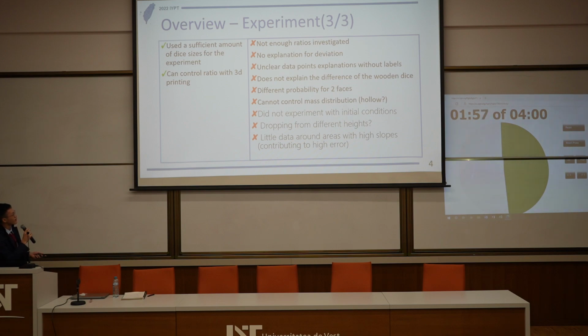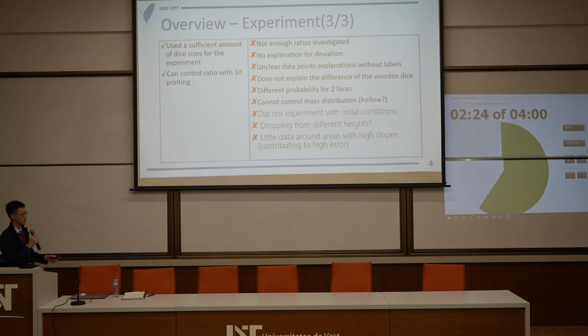Her data points are unlabeled, and she doesn't explain the difference between the wooden dice and the cylindrical dice. I mean, the wooden dice and the 3D printed dice. Although when I asked the reporter, she did seem to concede that the coefficients of restitution may be the same. She assumed different probabilities for 2 faces. She couldn't control the mass distribution because of hollowness. She didn't experiment with different initial conditions.